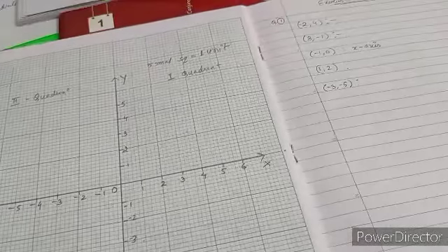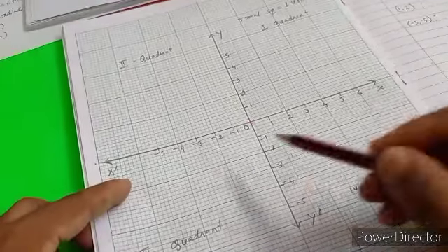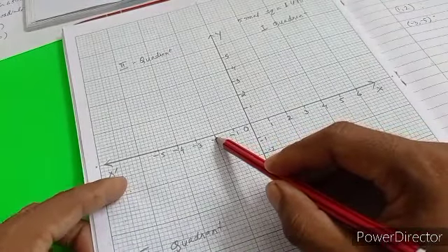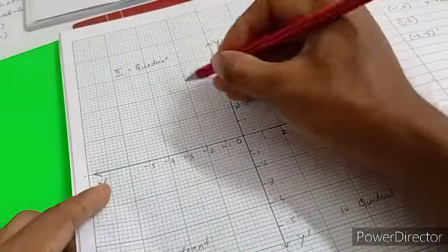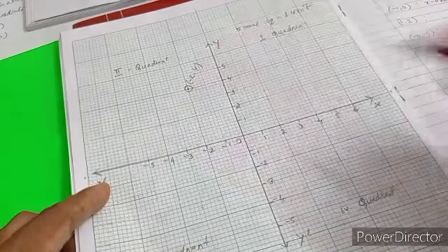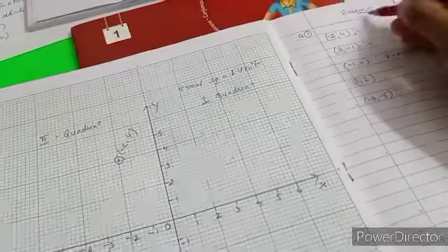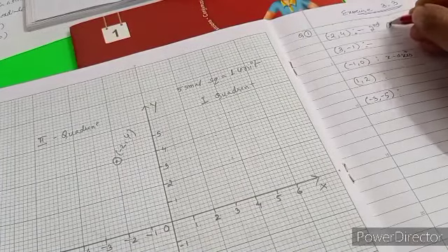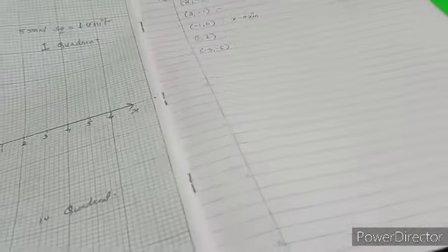Now, question number 1 says -2, 4. This is -2, and the y value is how much? 4. The x value is -2, the y value is 4. I could see this is the point -2, 4. Now, they were asking us to find which quadrant it is. I could say this is the second quadrant. I will write it here. Second quadrant. So simple.